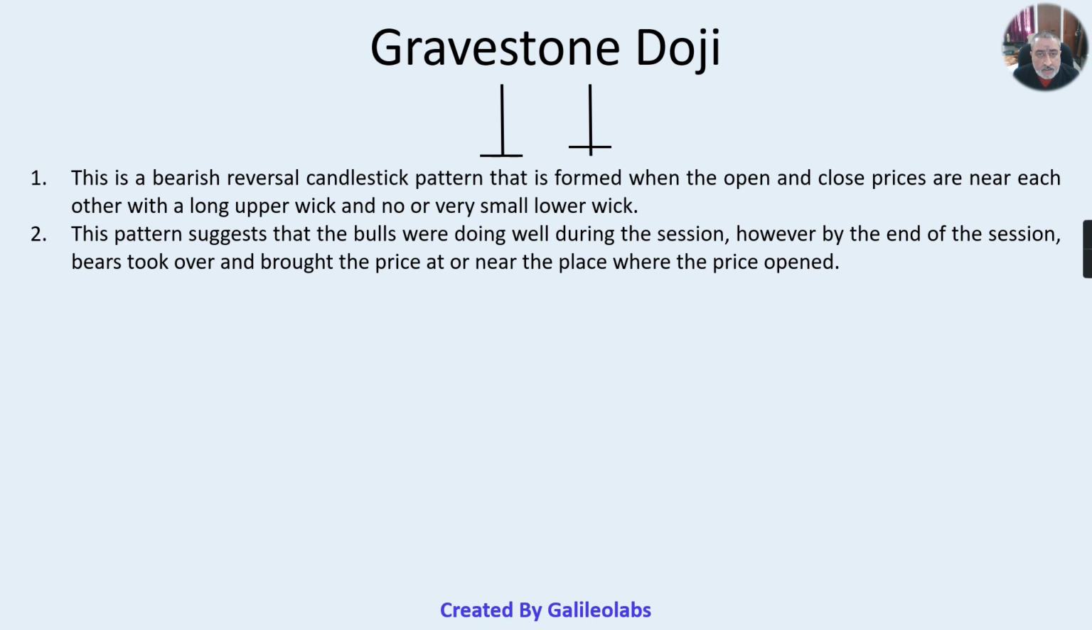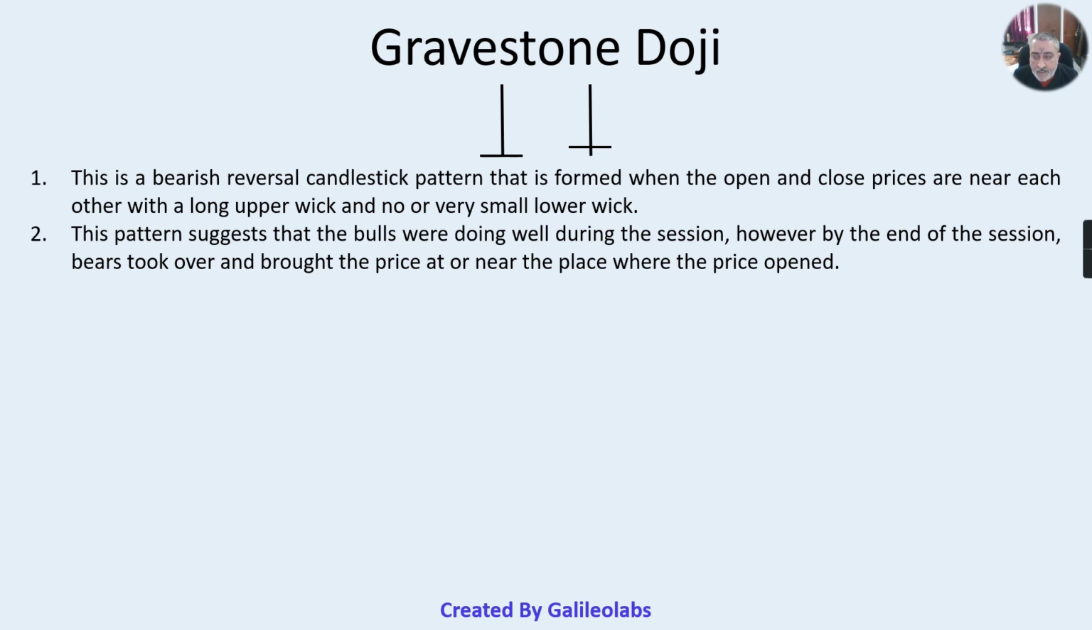This pattern suggests that bulls were doing well during the session. By bulls, what I mean is the people who want to take the price higher and higher. However, by the end of the session, bears took over and brought the price at or near the place where the price opened. The bears over here are people who want the prices to fall and not increase at all. The upper wick is much longer than the lower wick. This is simply because the prices opened near the bottom. They went up during the session.